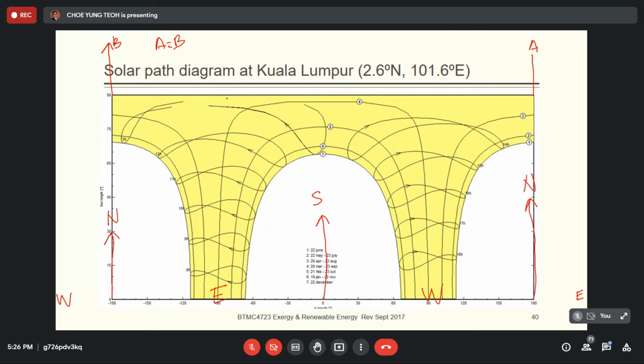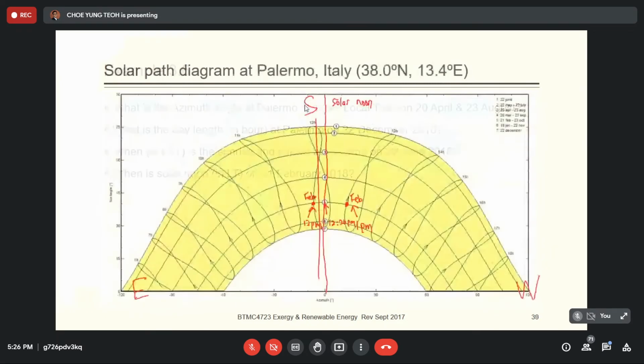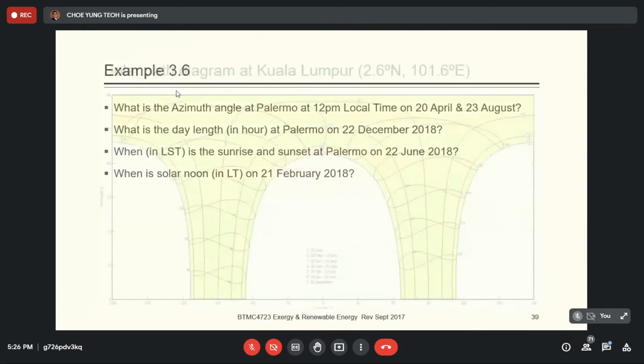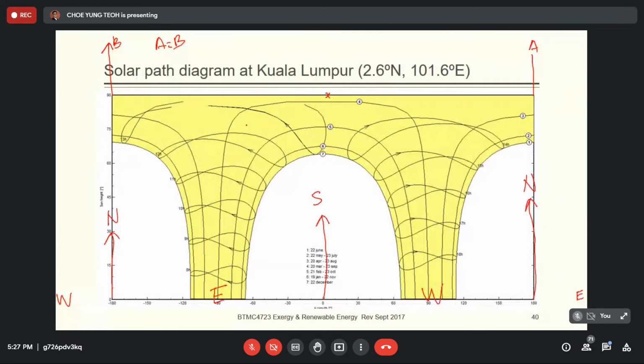And you can see that on the graph, we're actually touching alpha equal to 90. So it means that we should have the subsolar point, maybe twice a year. But for Palermo, you can see the maximum value we have for altitude angle is only around 75. But Kuala Lumpur, we can get up to 90 degrees. And even the minimum, we also get very high. I think line 7 is the minimum, around 65 or 70.